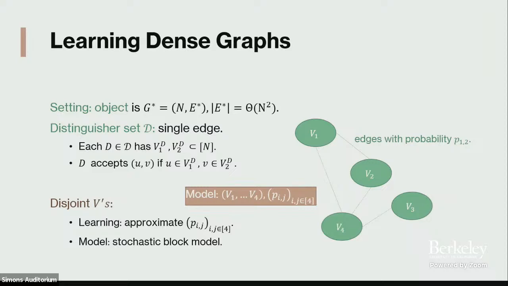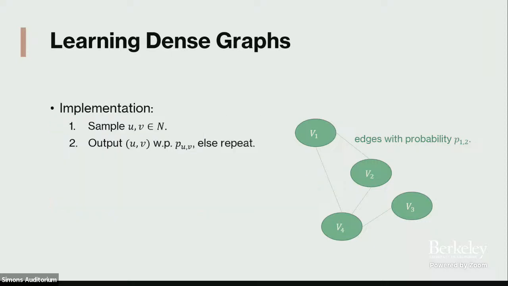Now, because we're in this huge object case, we also need to have an implementation. In this case, we can easily do it by rejection sampling. We need to generate samples from our implementation, so we sample 2 vertices, and we output UV with probability PUV, and with probability 1 minus PUV we don't, where PUV is just the P of their groups. We repeat this. This would work as long as this P is constant. So it's not going to work for a sparse graph.